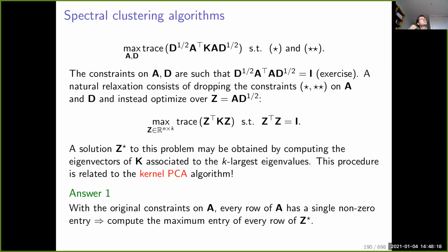And what does it mean in terms of principal components? It means that we will assign each data point to its closest principal component, closest mostly in the sense that we assign a data point to the principal component which is the most aligned with this data point. So formally, it's very simple. You take the matrix Z that you obtain by solving the eigenvalue problem, and for every row, you keep only the maximum entry. So this is a perfectly valid approach, and sometimes this is called spectral clustering.